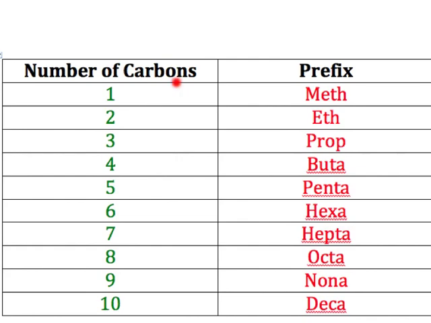So if there's 1 carbon in the substance, you start with the prefix. Prefixes go at the beginning of words. That's what a prefix is. Okay, so you start with the prefix meth. If you have 2, it's eth. 3 is prop. 4 is but. 5 is penta. 6 is hexa. 7 is hepta. 8 is octa. 9 is nona. And 10 is deca.